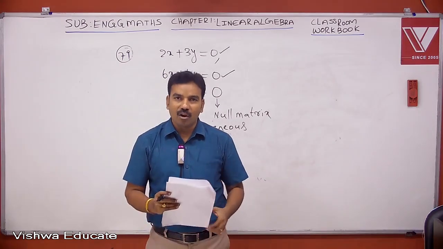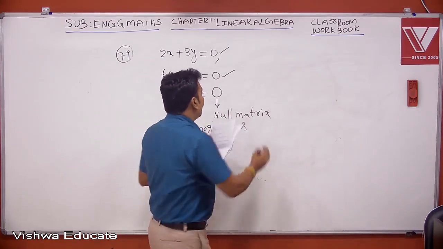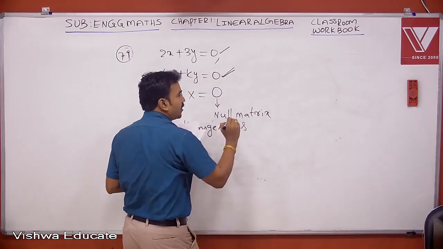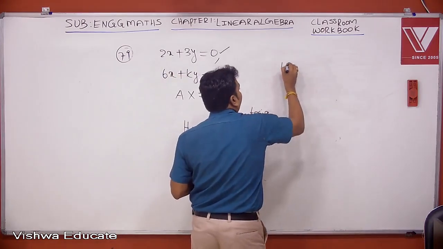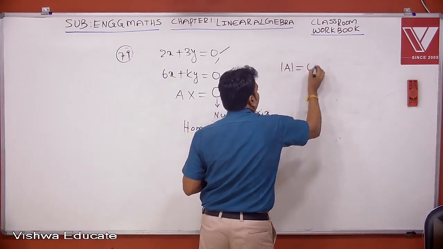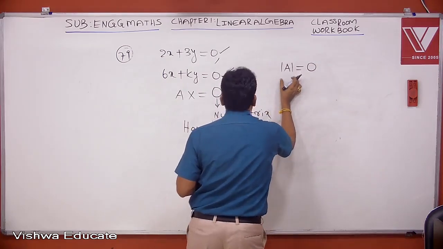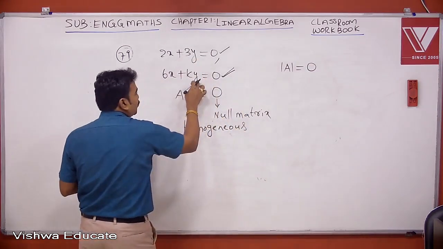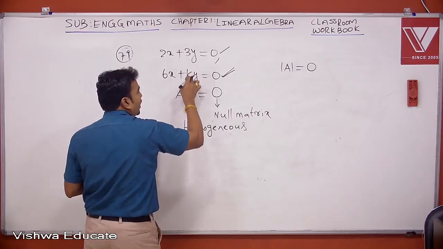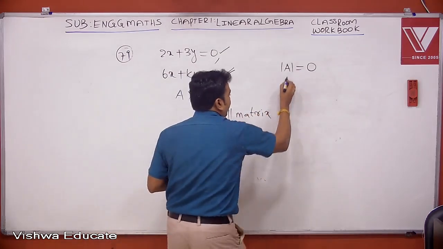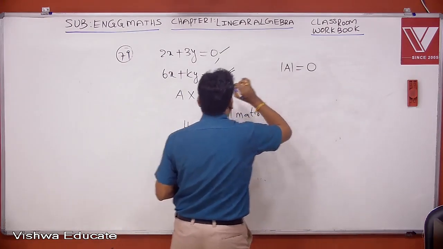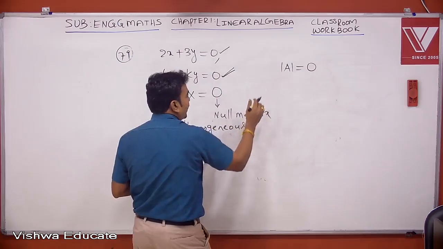As we mentioned in the last sessions, for a homogeneous system, a non-trivial solution is possible only when the det of this matrix is 0. Why were we discussing its det value? Because the size of A is 2 by 2. So a non-trivial solution is possible when det is 0.